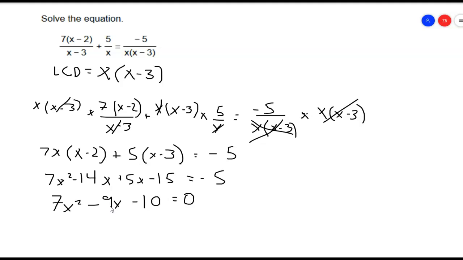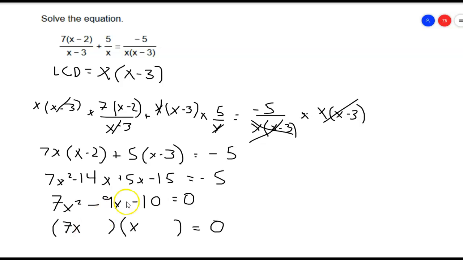Now I have a quadratic. I can use the quadratic formula if I want, or I can try to factor this. I'm going to go ahead and try to factor this. So I'm going to set it up. 7 is a prime number, so we don't have to try multiple factors for the first term. And I have x over here, and this is going to be equal to 0. So now I've got to find two numbers that when they multiply together, they're going to give me negative 10. And then when I do these inner terms and outer terms, I'm going to get a negative 9.